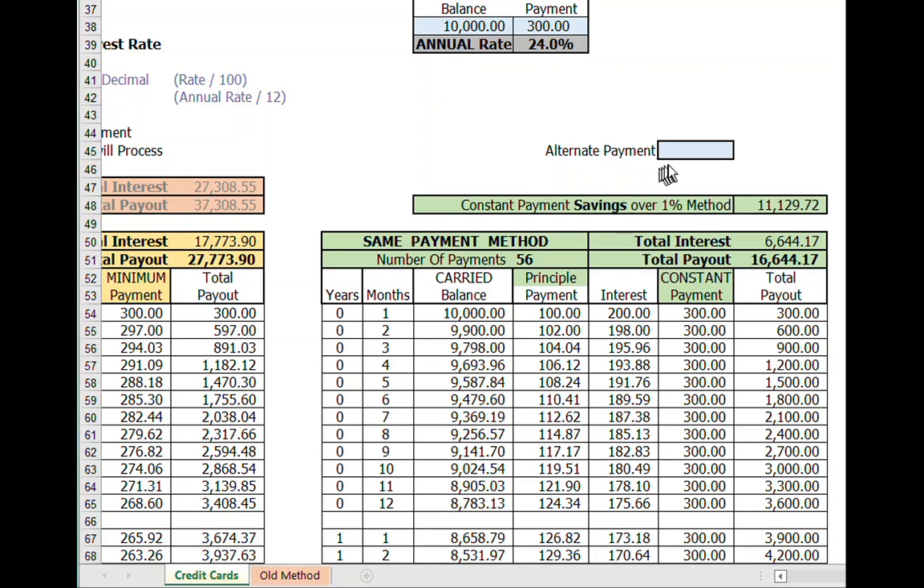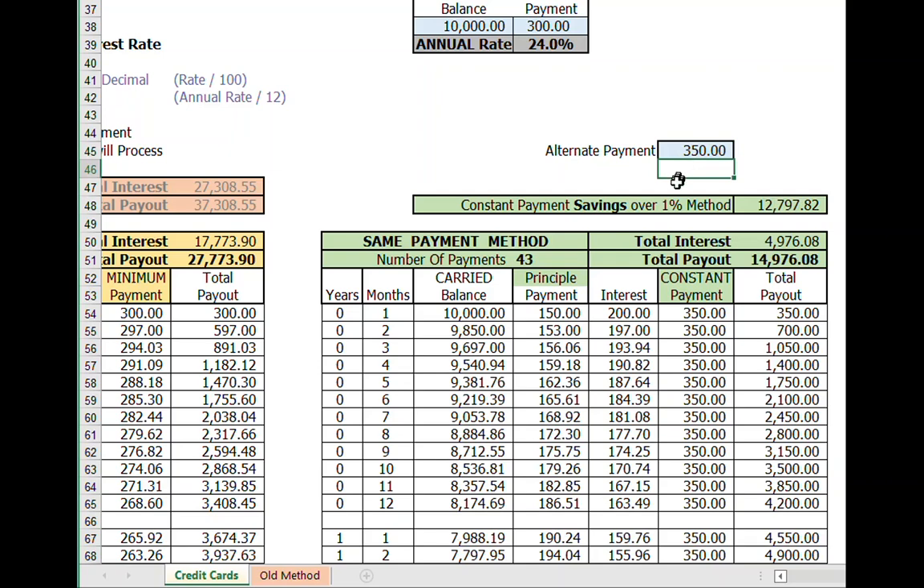You can also enter an alternate payment to see the impact on its payoff. By adding just $50 to your minimum to your constant payment method, we see the savings jump up to almost $12,800. At the same time, we see the total payouts decrease from $16,000 to $14,900.